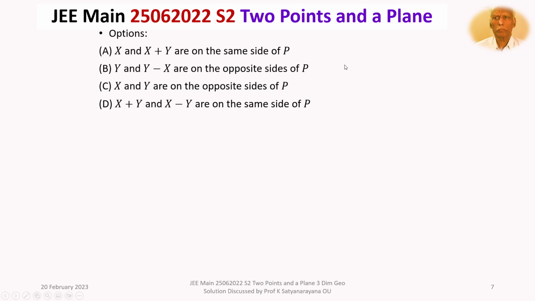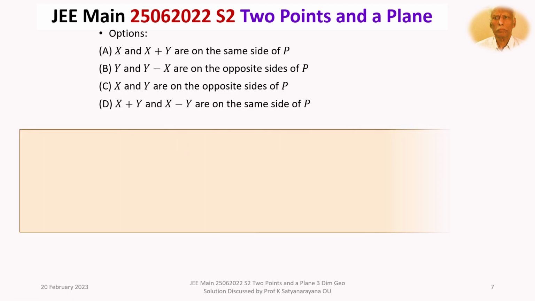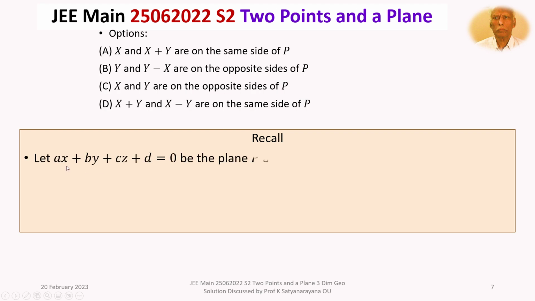So, in that direction, we have a result. Let's recall the following result. Let ax plus by plus cz plus d is equal to 0 be the plane equation, let's say capital P, and we have 2 points A and B whose coordinates are (x1, y1, z1) and (x2, y2, z2).